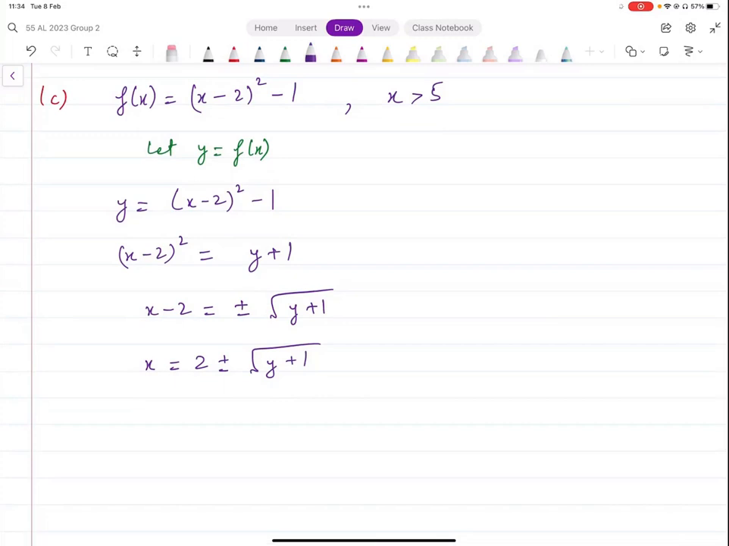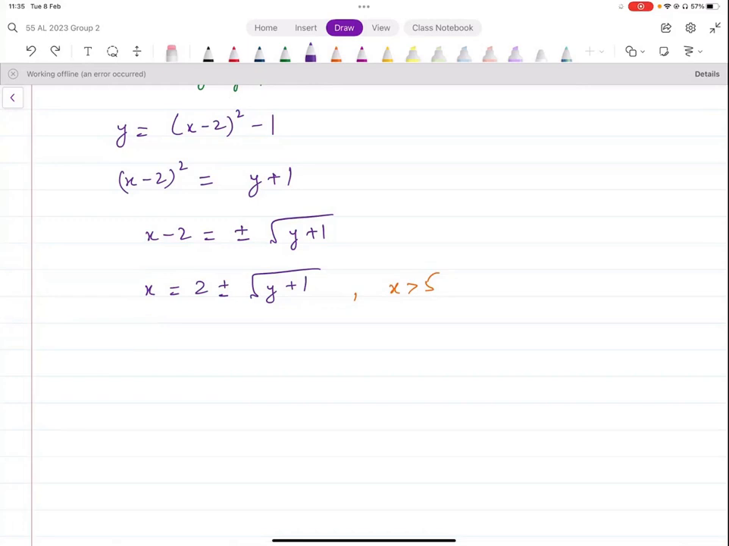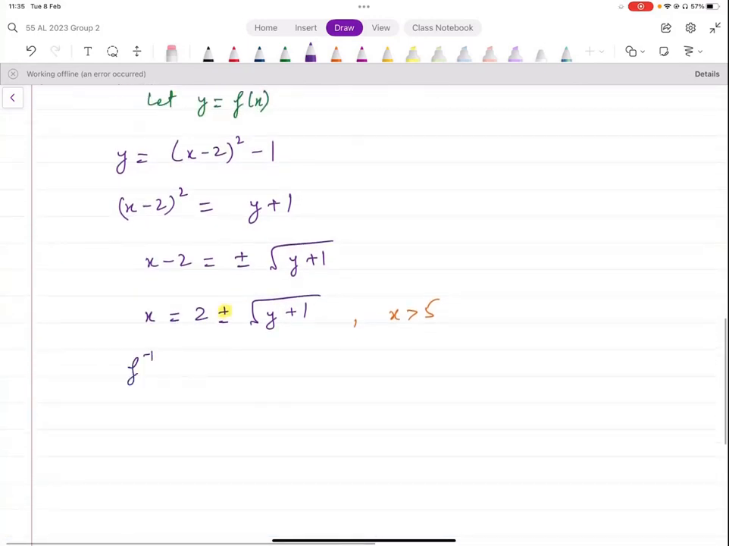Now, what do we choose here? Plus or minus? Plus, because we want a value of x that is greater than 5. X की value greater than 5 होनी चाहिए. Greater than 5, 2 में से कोई चीज प्लस करके आएगा या माइनस करके आएगा. 2 में कोई चीज प्लस करेंगे तो greater than 5 आएगा. माइनस करने से तो नहीं आ सकता. So we choose the positive value here, not the negative value with the square root, and the function f inverse is therefore going to be 2 plus square root of x plus 1. This is the inverse function. ठीक है, inverse function आ गया.